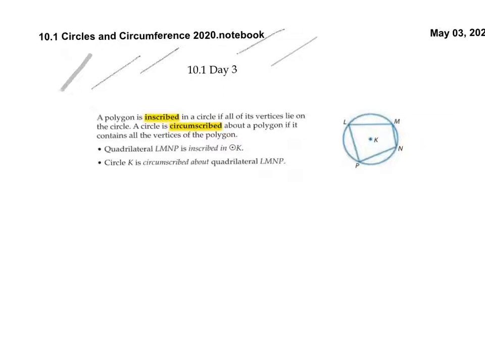A polygon is inscribed in a circle if all of its vertices lie on the circle. So in this case, polygon LMP is inscribed because the vertices M, P, and L are on the circle. A circle is circumscribed about a polygon if it contains all the vertices of the polygon. Okay? So 2 definitions, inscribed and circumscribed. So let's take a look at some examples.